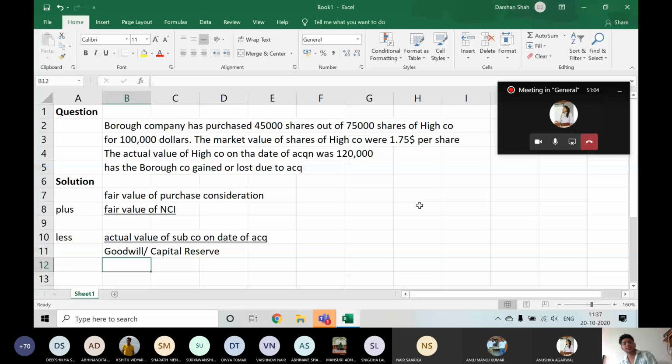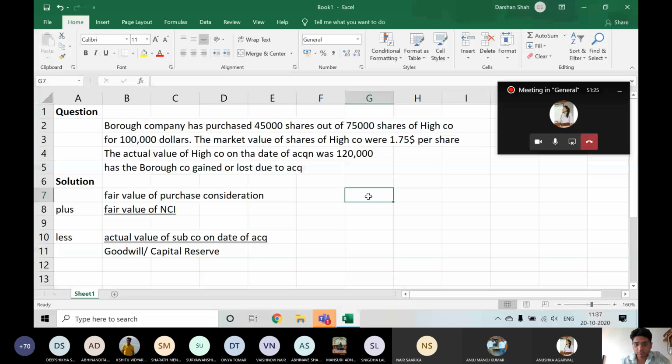Okay, so let us go step by step. I think there is still a bit of confusion. What is the fair value of purchase consideration? How much are we paying actually for purchasing 45,000 shares? 1 lakh. 100,000, correct. So for purchasing 45,000 shares, we are paying 100,000. They have given it in the problem.